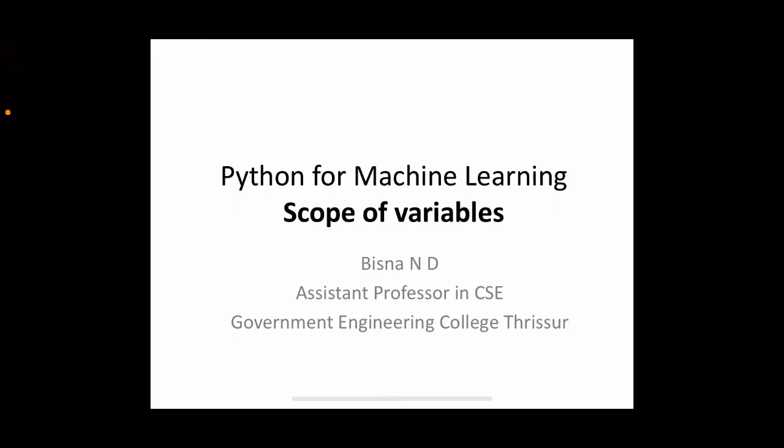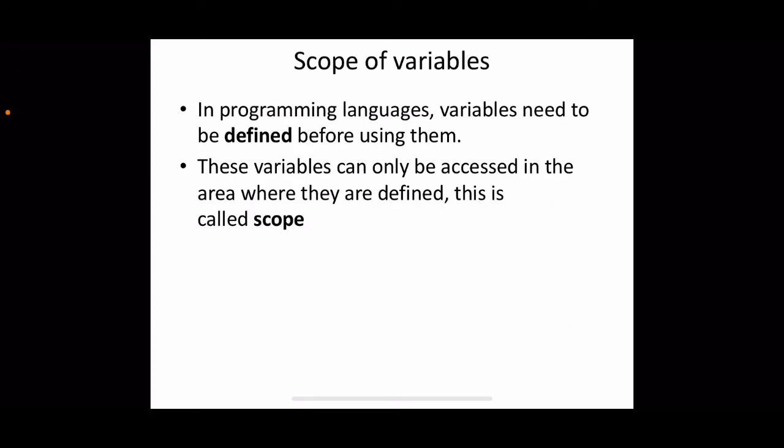This session covers scope of variables. As you know, in any programming language, if you want to use a variable in our program, it should be defined, right? In Python, we define a variable by assigning some values. These variables can only be accessed in the area where they are defined.